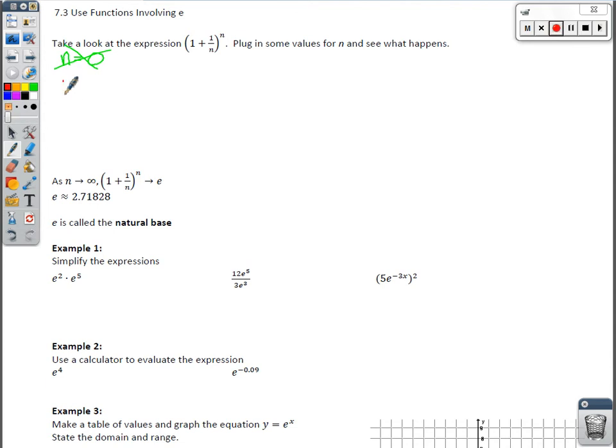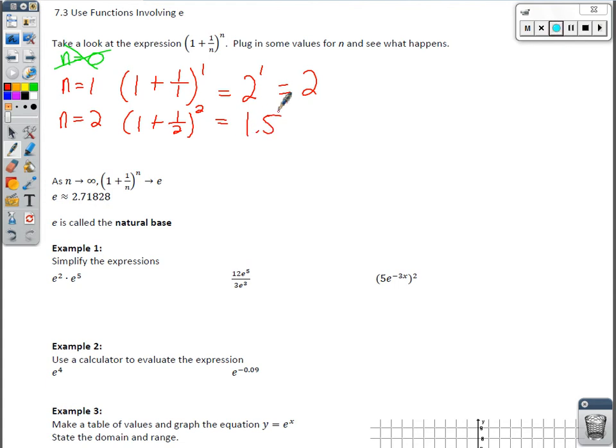If we plug in n equals 1, then we get 1 plus 1 over 1, raised to the 1, which is 2 to the 1, which is 2. If we plug in n equals 2, then we get 1 plus 1 over 2, raised to the 2, which equals 1.5 raised to the 2, which is 2.25. Okay, so these numbers are growing. They're getting a little bit bigger each time.